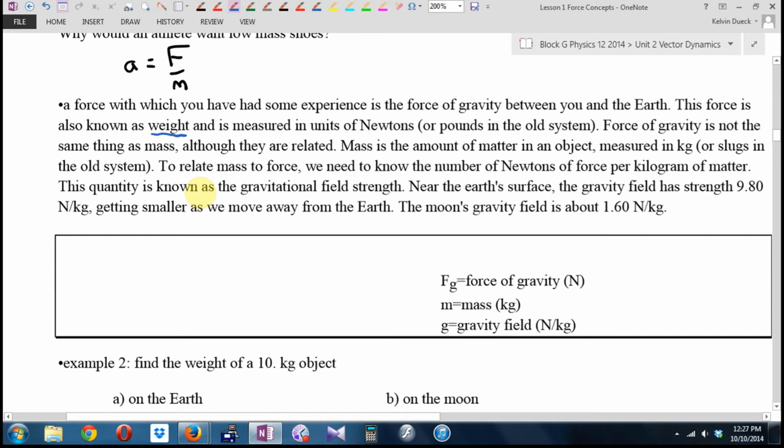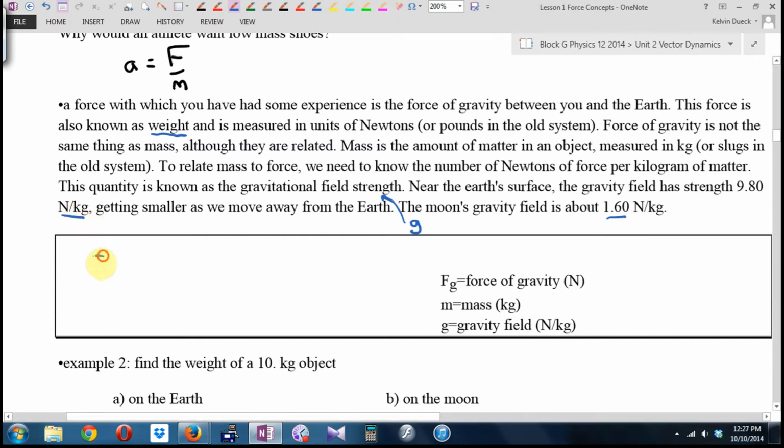And our symbol for it is a lowercase g. Near the Earth's surface, g is 9.8, negative if you want to call it downwards. On the moon, g is 1.6. Now, what else have you called 9.8? Where else did that appear in the last unit? Acceleration, meters per second squared. It also turns out it's 9.8 newtons per kilogram.